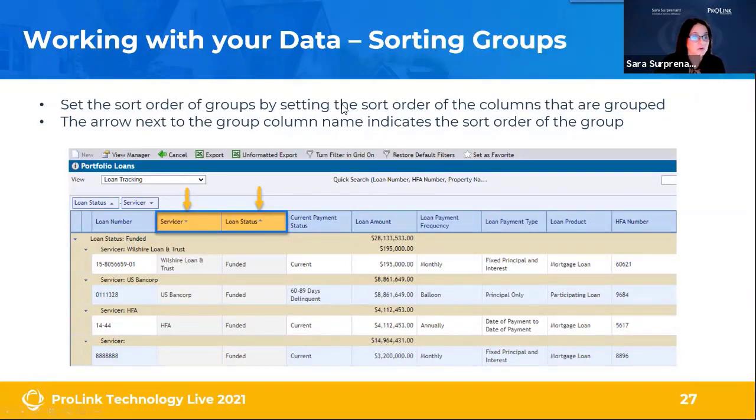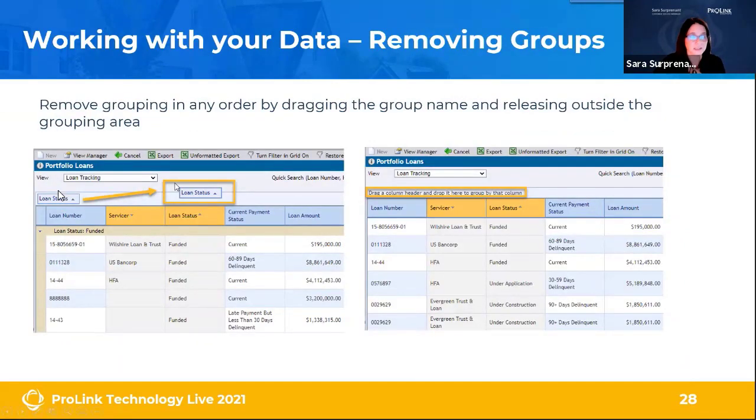You can set the sort order of the groups by setting the sort order of the columns that are grouped, again, by the arrows. So once you have everything grouped, you can sort like you would normally before you had items that were grouped. And then, like I showed you previously, if you just want to remove the grouping, you just click on that and drag it and unclick your mouse, and then it's going to be gone. And you can tell because instead of seeing the name of a column here, you're going to see this verbiage saying, hey, this is how you group if you need to.